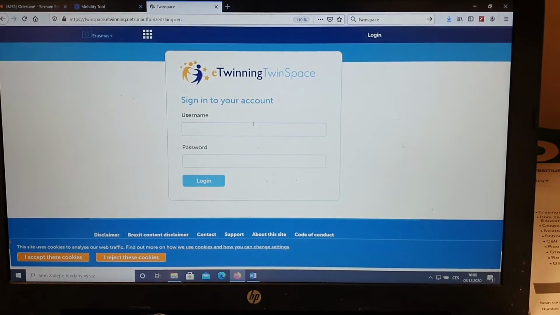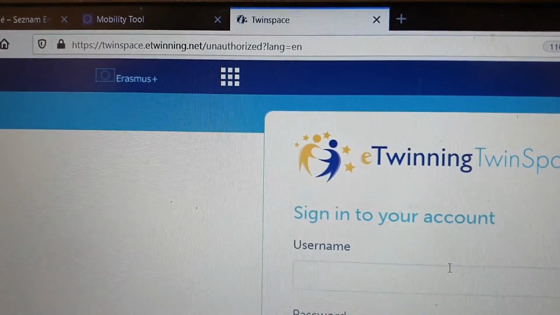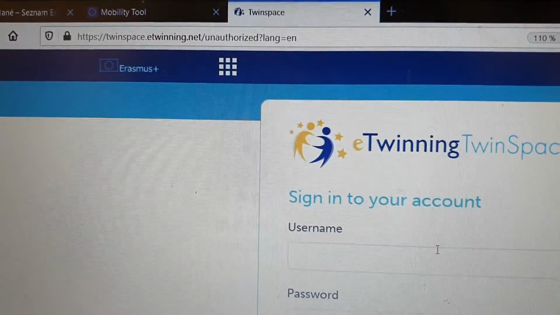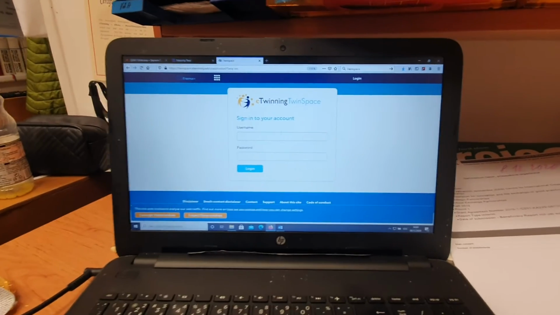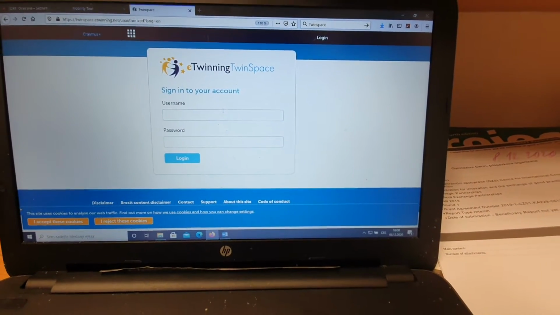I hope it will be simple. So if you go to the website etwinning.net, you can actually sign into your account because your teachers have already helped you to make a profile there. So you put there your username and password.